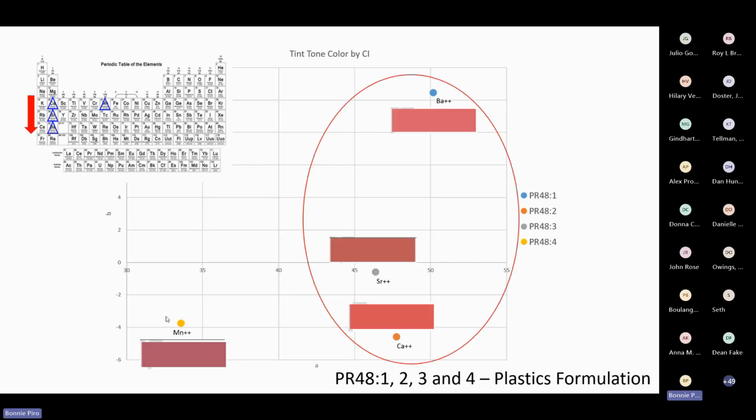In the tint tone color, the interesting thing to see is, as we go down that second column in the plastics formulation, these three entities fall into a very similar color space, the red-green space, but they change significantly in the red-blue or the yellow-blue space in here, but they all fall in that similar line, with the pigment red 48.4 manganese all the way over here into that more green, more blue space.